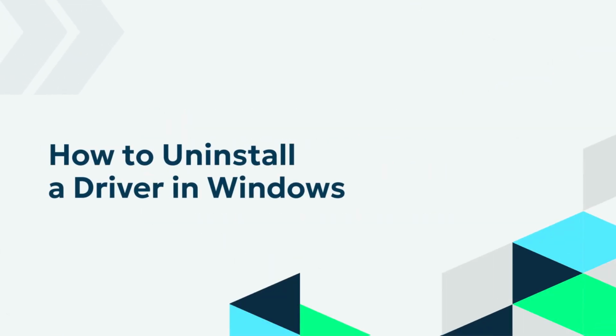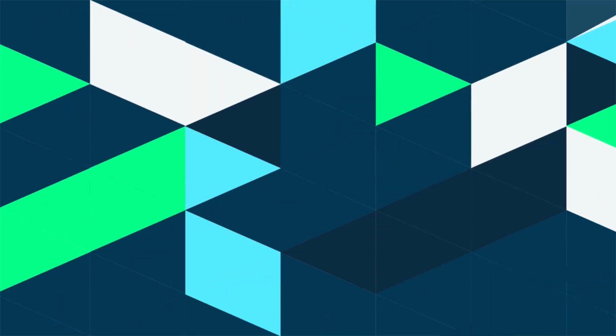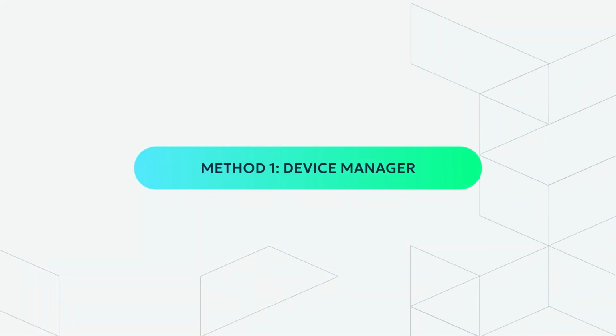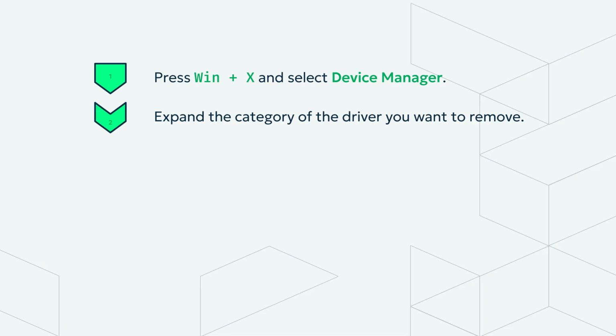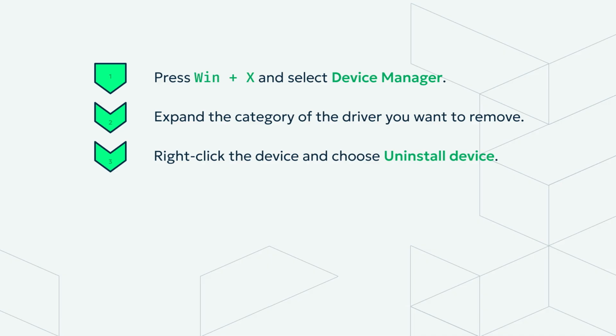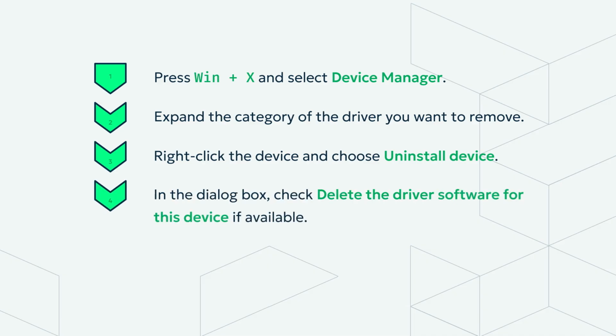How to uninstall a driver in Windows. The simplest approach is via Device Manager. Press Win+X and select Device Manager. Expand the category of the driver you want to remove, for example, display adapters, sound, network. Right-click the device and choose Uninstall Device. In the dialog box, check Delete the driver software for this device if available. Click Uninstall, then restart your PC.